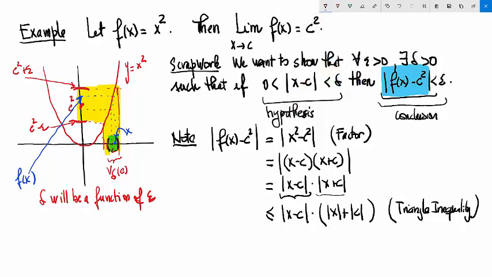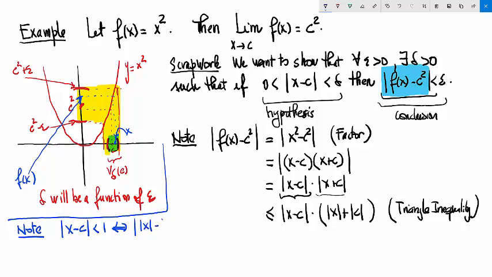On the side note here, let me put another note. Another note here is that if I decide to choose the radius of my neighborhood to be no more than one, then this is actually equivalent to negative one. Okay, so we know that the distance between the absolute value of x and the absolute value of c is less than the distance between x and c, and that's less than one, right?